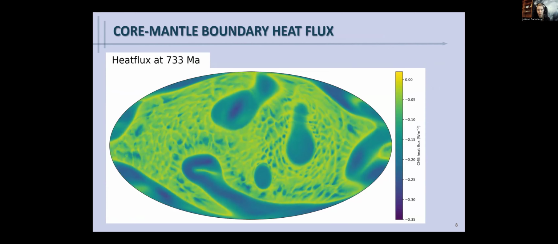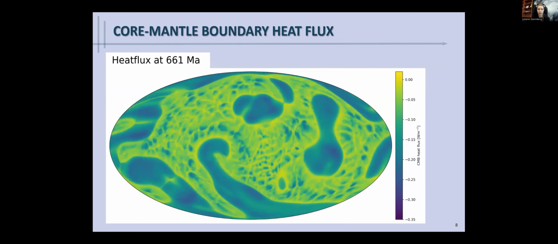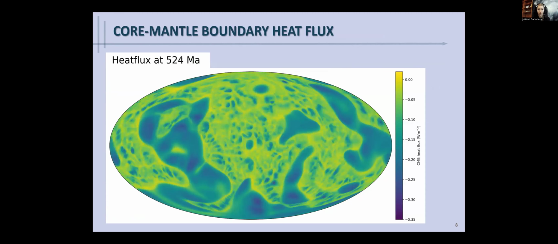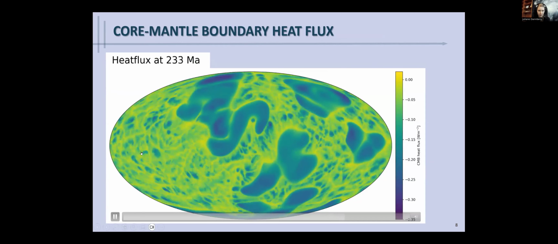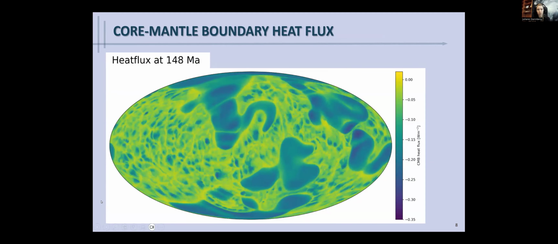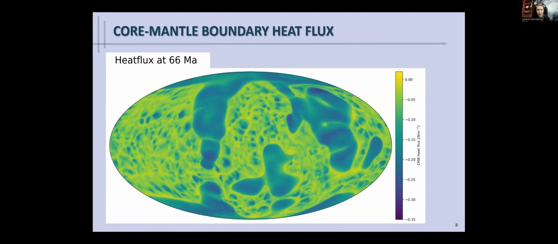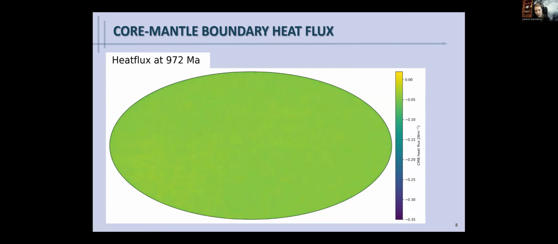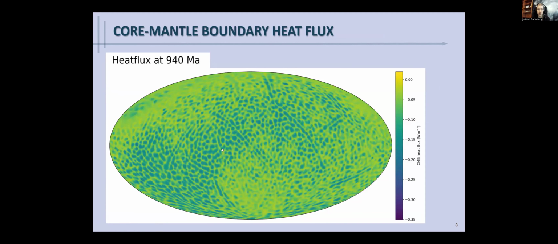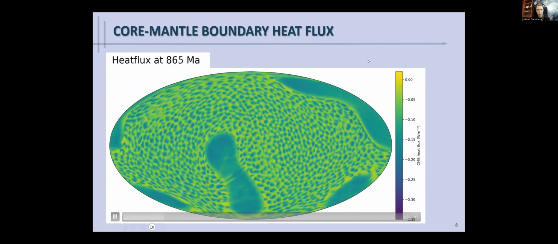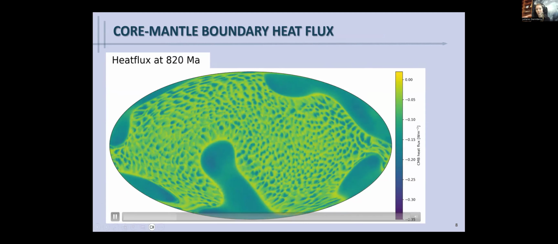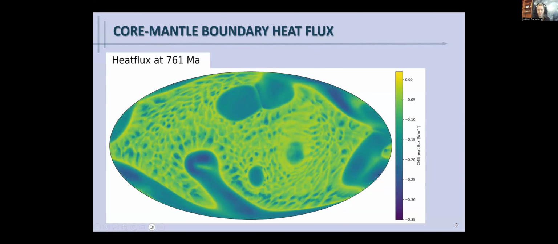So the yellow colors show the regions of low heat flux out of the core. So those would be the hot regions. And we can also see the small scale pattern within these regions. That's because the piles that form out of this hot material convect internally. And then all of the blue regions are the regions with high heat flux out of the core mantle boundary. So that's the cold subducted material.